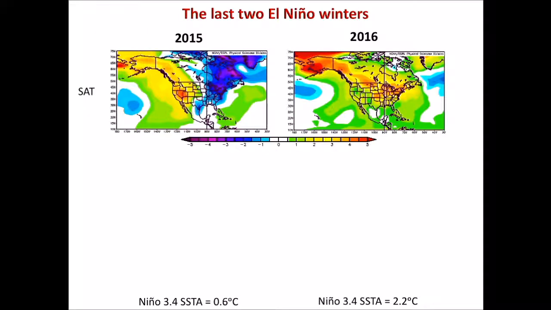So this study did not include the last two El Nino winters, so I thought I'd just look back at 2014-2015 and 2015-2016. So these are true independent samples as a way to test these ideas. So you can see 2014-2015, this was a cold winter over the eastern U.S. I think this was the last cold winter we've had.